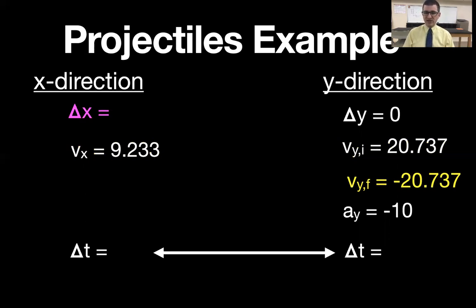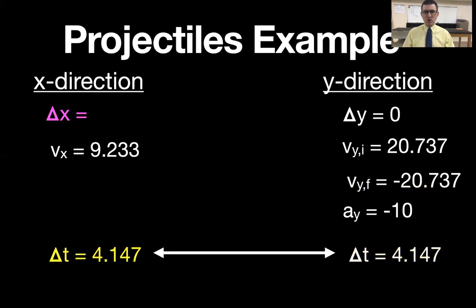So then I can just use the equation acceleration equals change in velocity over change in time to solve for the change in time. And then once I have that change in time, I know that the ball was in the air for an equal amount of time in the y direction and the x direction, because we're just talking about the same trajectory for the same ball. So I can just move that change in time over to the left, because that is the change in time for the ball being in the air.